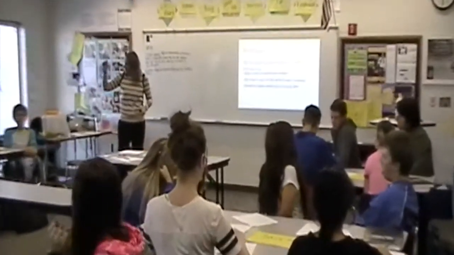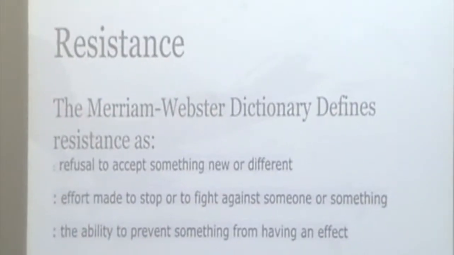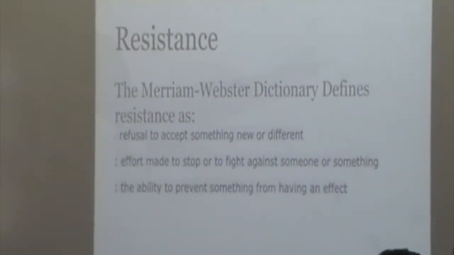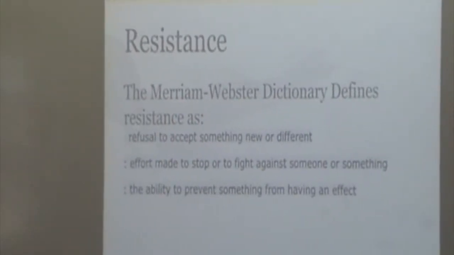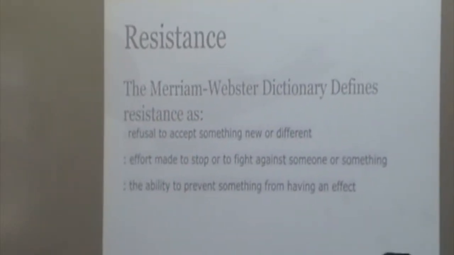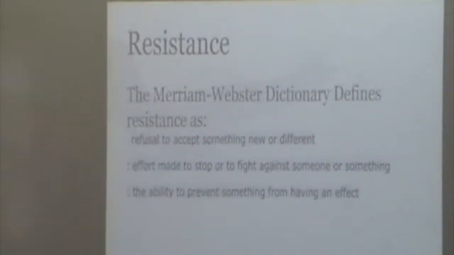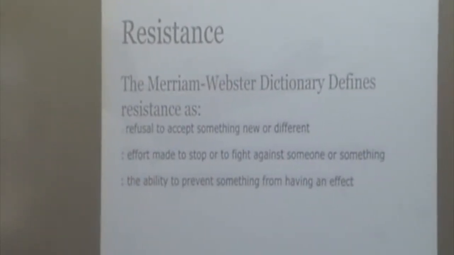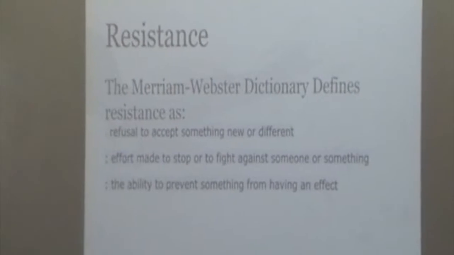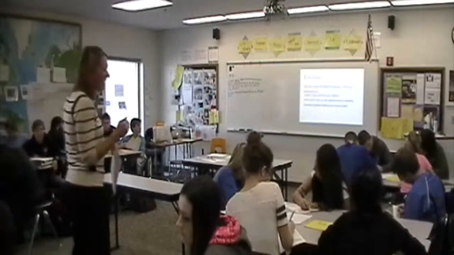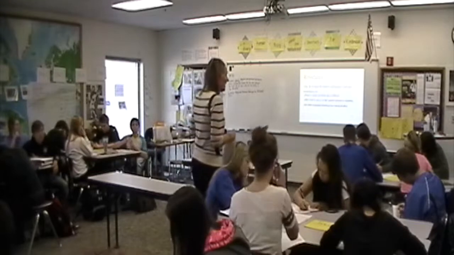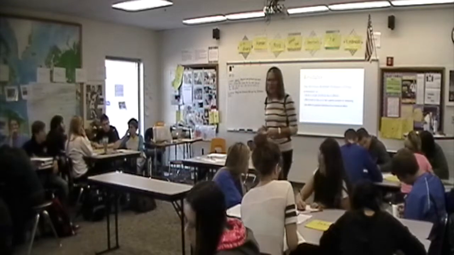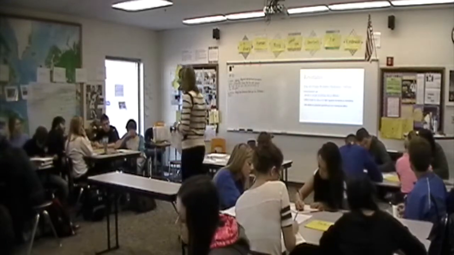All right, so on your packets that I have given on your table there, in that little grayed out area, go ahead and put in the definition of resistance here. And this definition, I didn't get crazy, this is right from the Merriam-Webster dictionary. It defines resistance as the refusal to accept something new or different, an effort made to stop or to fight against someone or something, and the ability to prevent something from having an effect. But after having the official definition now of resistance, I want you now to maybe come up with a few other ideas or examples of what you think resistance is. And again, they can be current, they could be in the last 20 years.